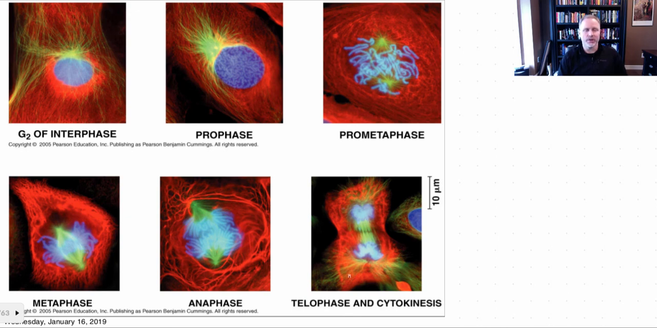Okay, there's some color being added to these things, and you can see what's going on in terms of the condensation of the chromosomes, the spindle fibers, they're in the greenish yellow color being formed, and metaphase, anaphase, telophase pulling these things apart and so forth.